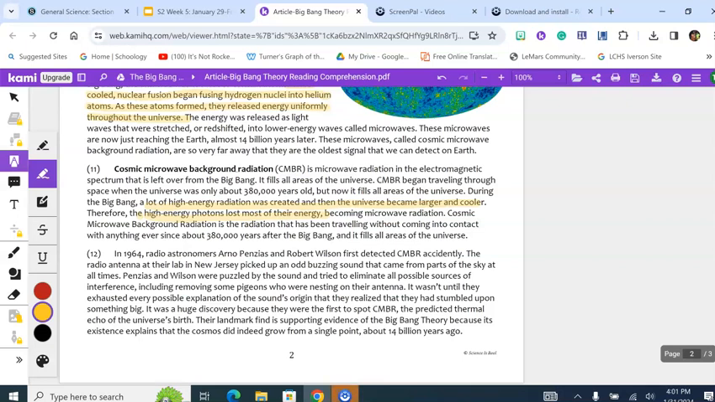It wasn't until they exhausted every possible explanation of the sound's origin that they realized they had stumbled upon something big. It was a huge discovery because they were the first to spot CMBR, the predicted thermal echo of the universe's birth. Their landmark finding is supported by evidence of the Big Bang Theory because its existence explained that the cosmos did indeed grow from a single point about 14 billion years ago.